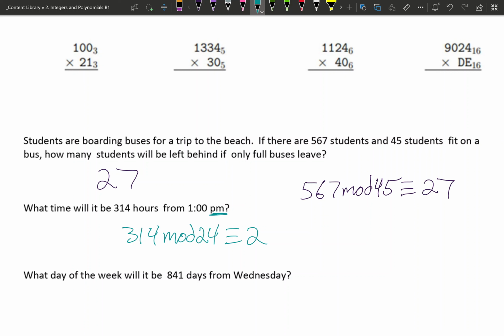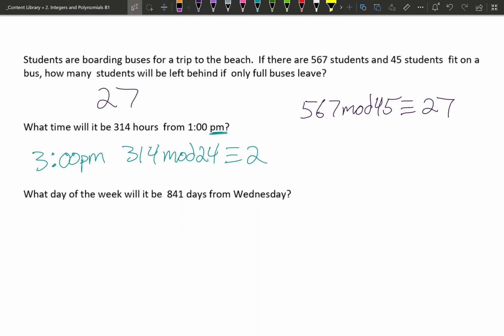But 2 isn't our answer. We are looking at what time it will be. We need to not just do the modular arithmetic, but answer the question. So 2 hours from 1 p.m., we just add that on. Then if we were looking sometime in the past, we would just do like negative 314 mod 24. If it was just asking for like a clock that doesn't have AM or PM, we'd do mod 12.